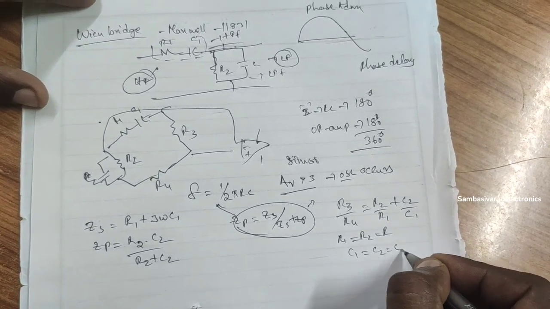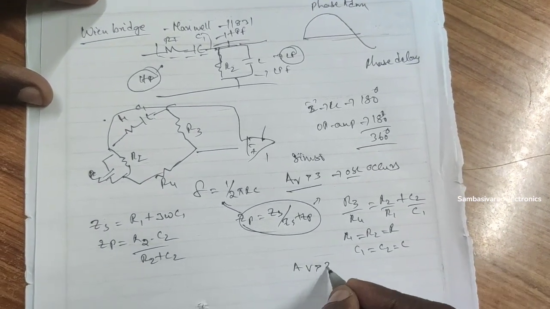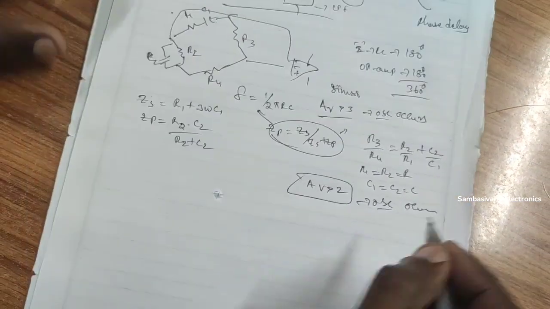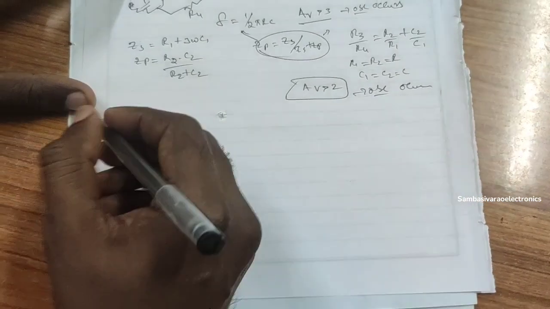By substituting R1 equal to R2 equal to R and C1 equal to C2 equal to C, again you can get that AV is greater than 2. AV greater than 2 means oscillations will occur.